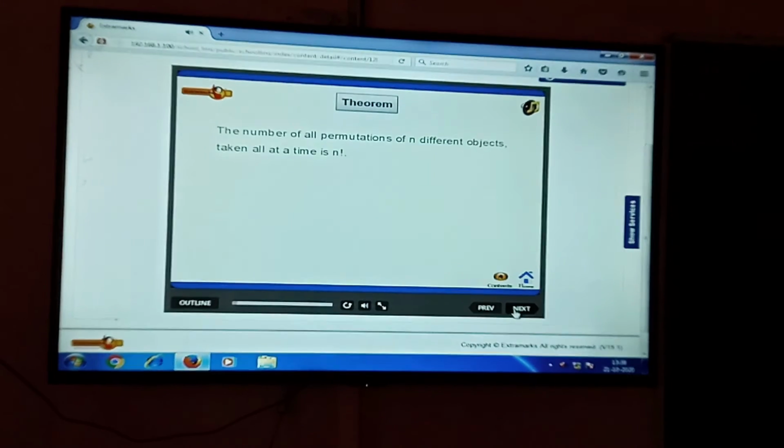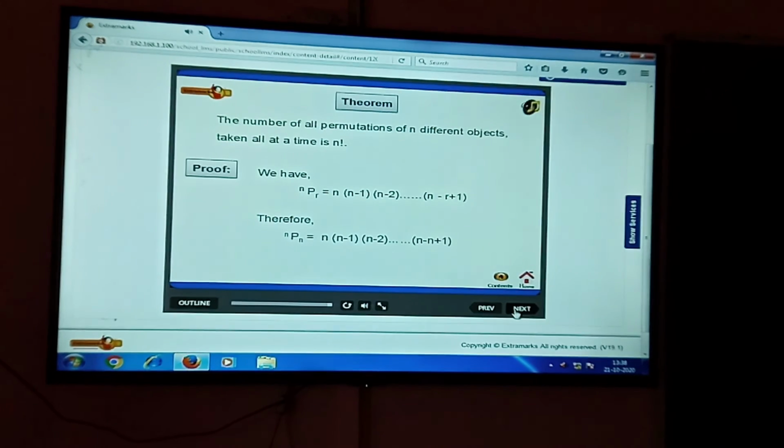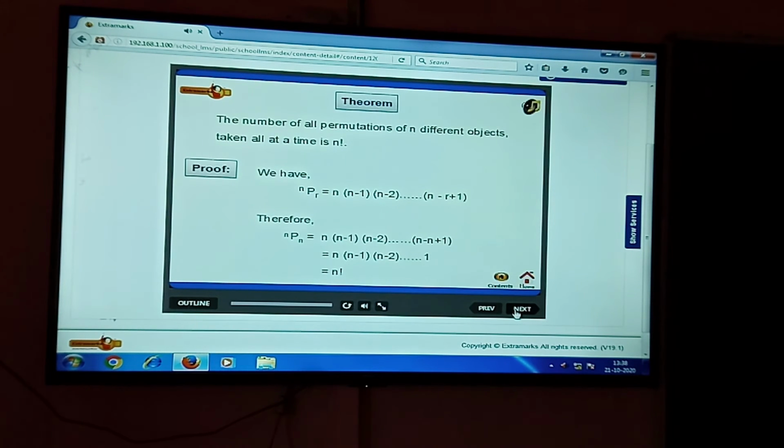Now let's prove the following theorem. The number of all permutations of n different objects taken all at a time is factorial n. Proof. We have nPr is equal to n into n minus 1 into n minus 2 and so on up to n minus r plus 1. Therefore, on substituting r equals n in this formula and simplifying it further, we get the result as factorial n.